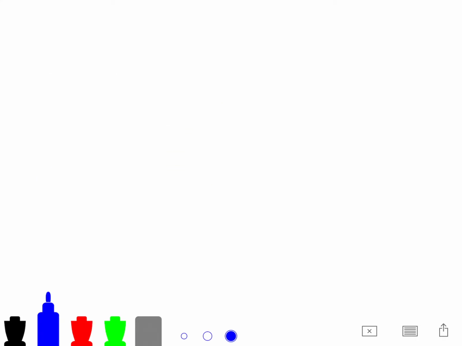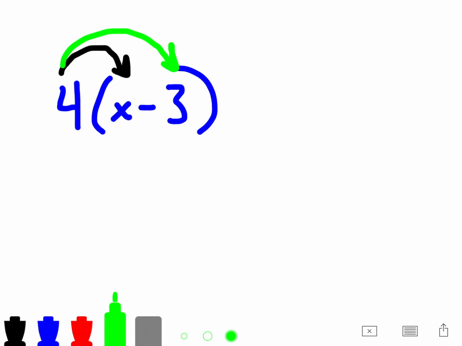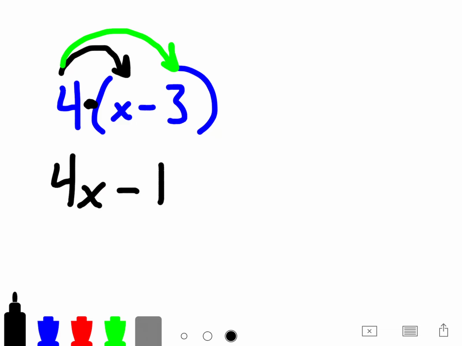We already know that the law of distribution says that if you have a number outside of parentheses, and some of you called this the rainbow method in middle school, that we are going to distribute what's outside of the parentheses to everything that's inside of the parentheses. So let's talk about this. 4 times x, remember, if there's no math operation in between them, it's always multiplication. 4 times x is going to be 4x minus 4 times 3 is 12. That's the law of distribution in a nutshell.